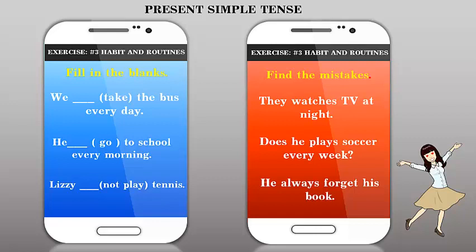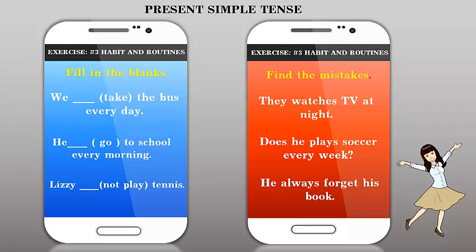For this next practice, we are taking a look at routines. Remember, the present simple tense can be used to describe events that happen regularly. Let's take a look at the first sentence. We blank the bus every day. And I want you to use the verb take. Here we see the clue word every day, which shows that this is a routine.